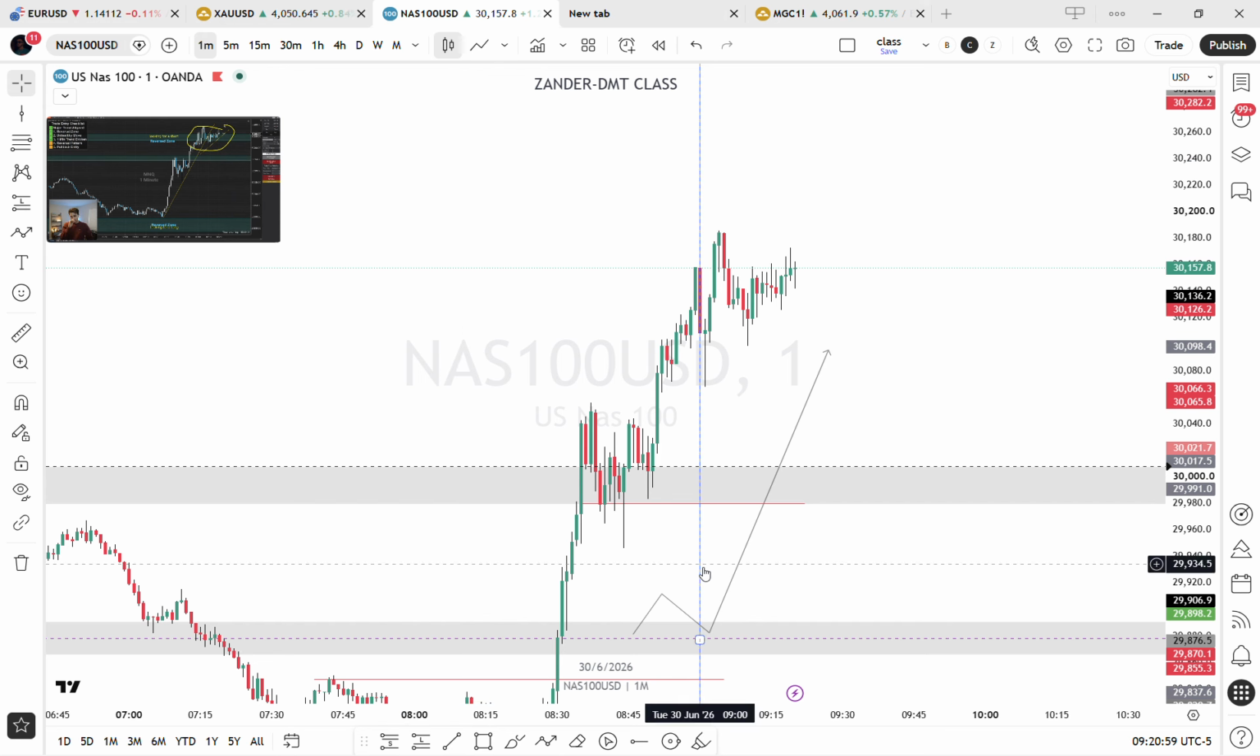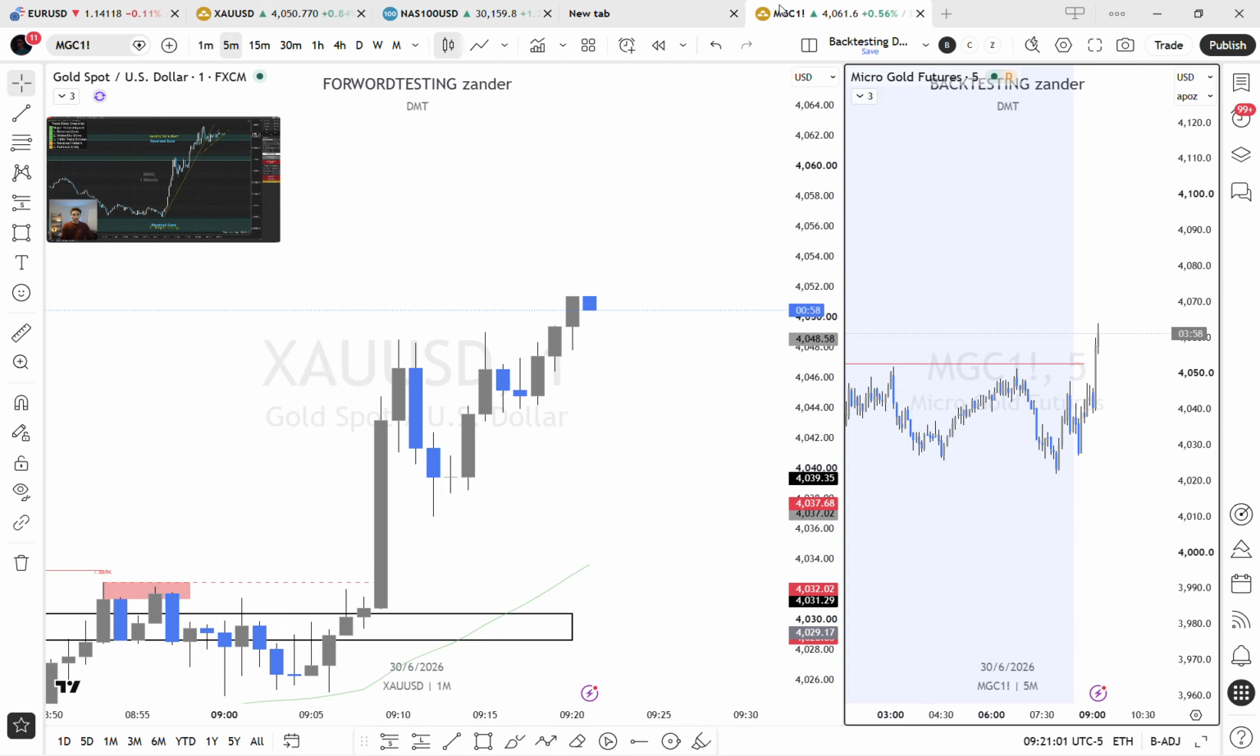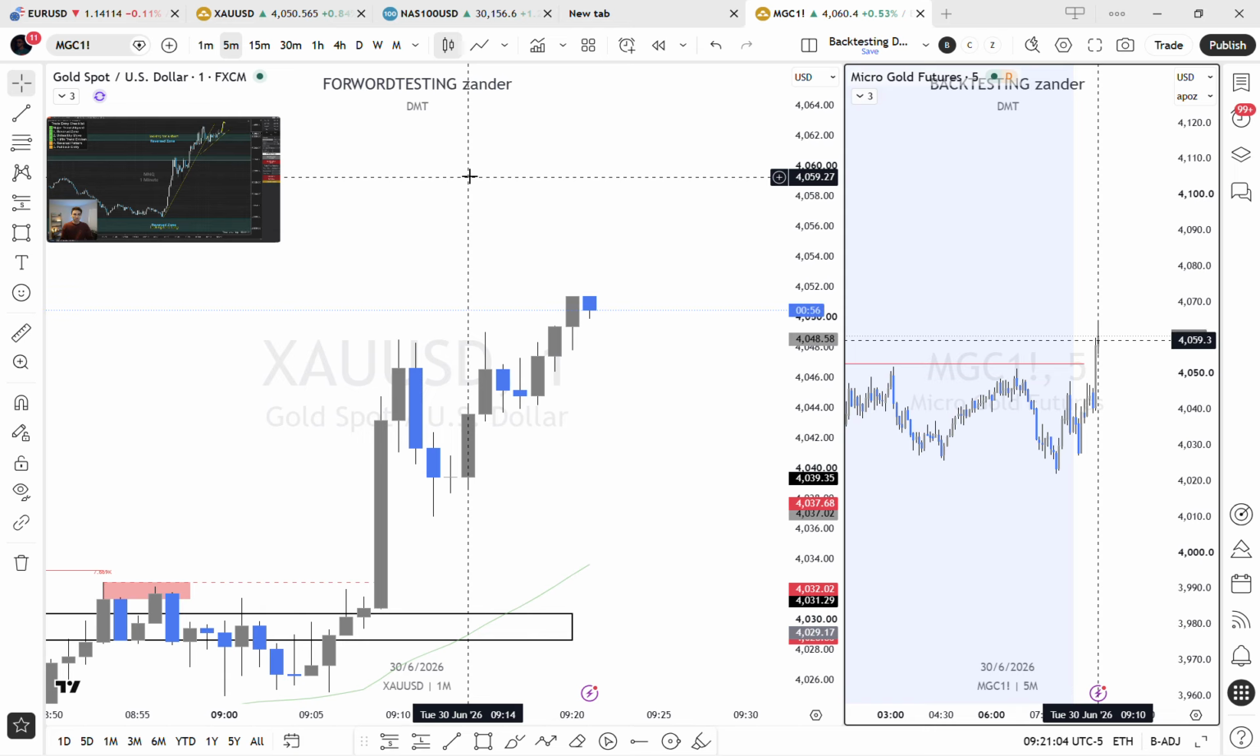With these chops, my alerts are still on. So if it comes back, I want to see a fake in either direction. If it shoots up, breaks the high, or shoots lower, I think usually that's kind of a signal that it's going to go the other direction.